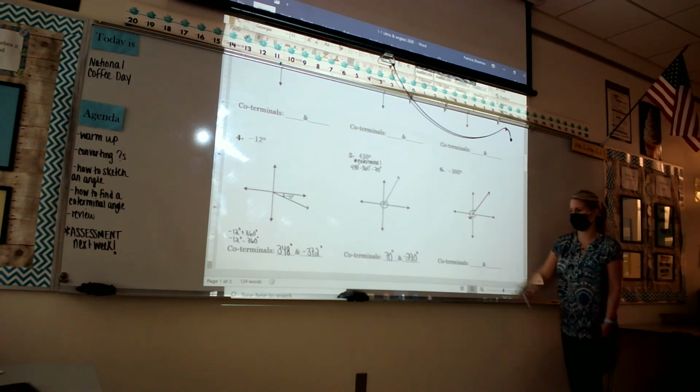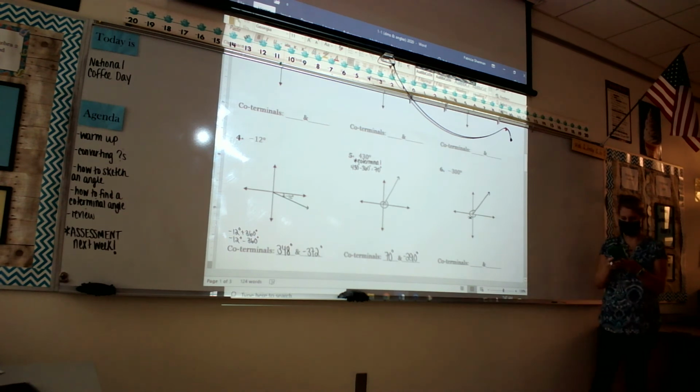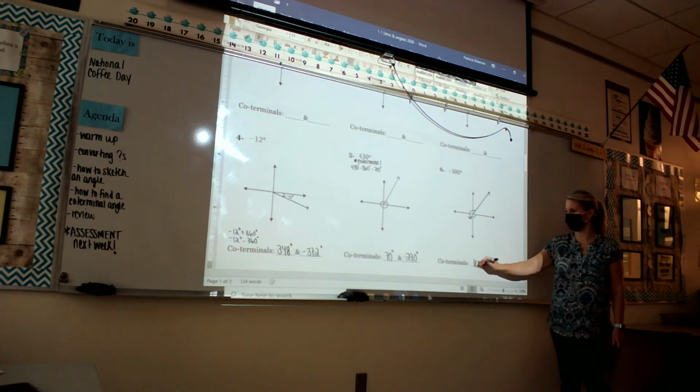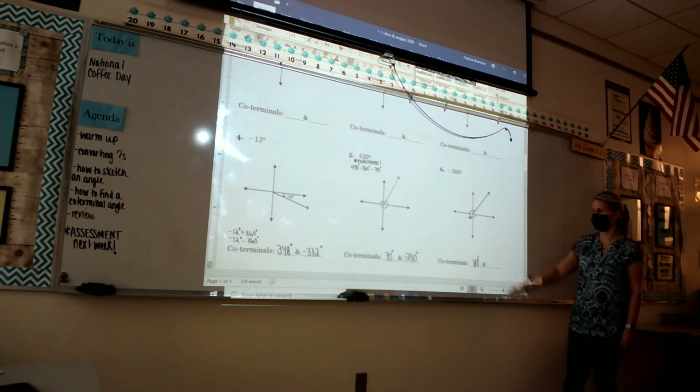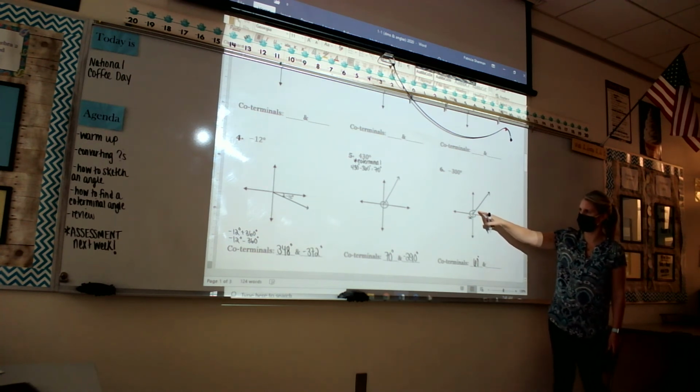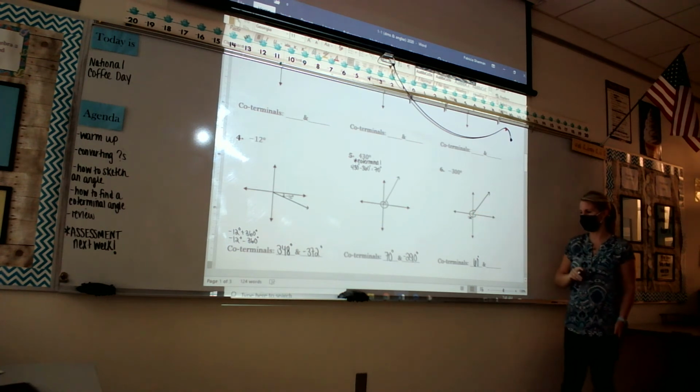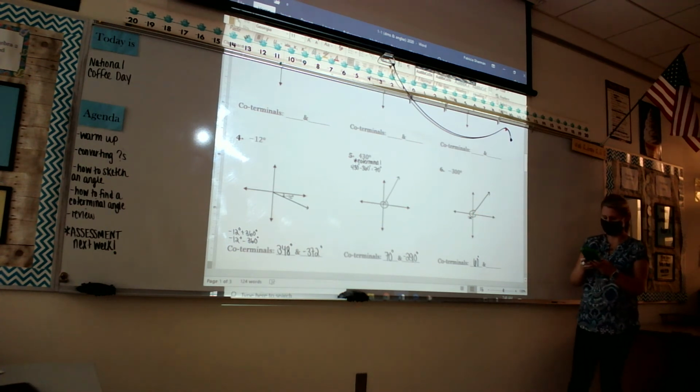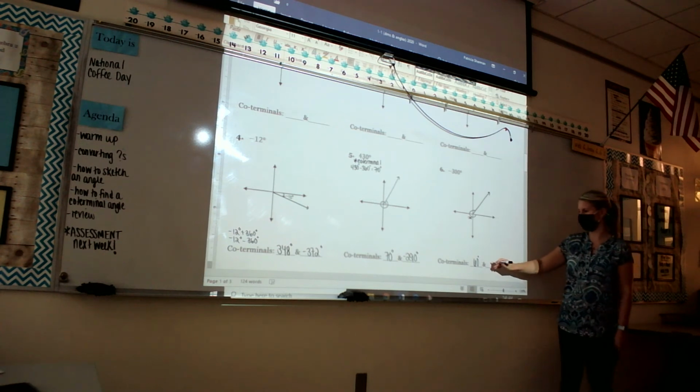To find coterminals, I'll do this right in my calculator. Negative 300 plus 360. One of the coterminals is 60°. That makes sense because from here to here should be 60. If I went the other way, that's negative 300. You can also do negative 300 minus 360. That's negative 660.